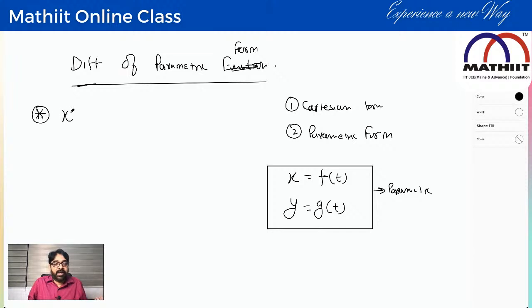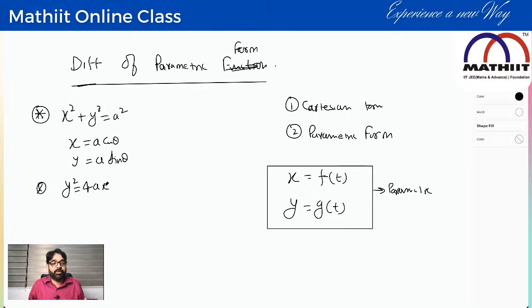Any circle equation is this: x square plus y square equal to a square. This is the Cartesian form of the circle. But the parametric form of this is x equal to a cos theta and y equal to a sin theta. So now here, who is the third variable? Theta is the variable.